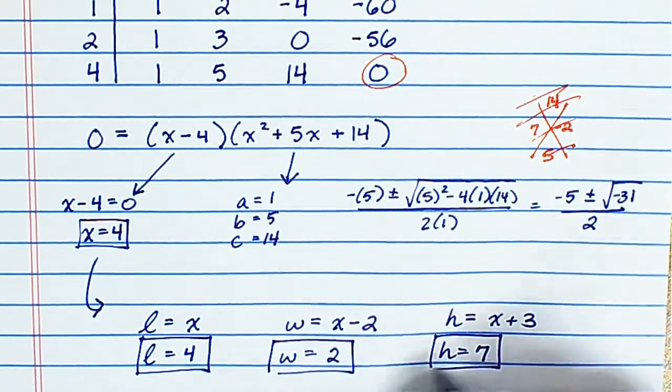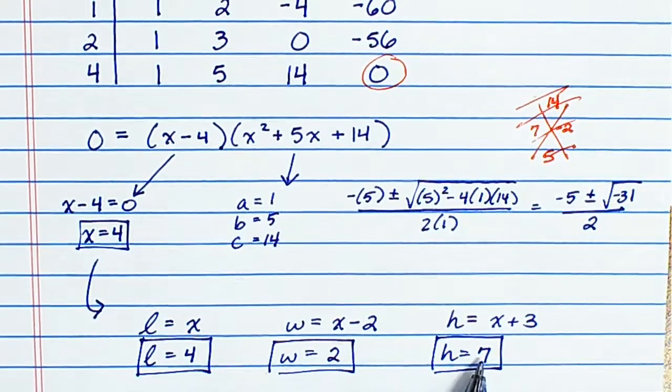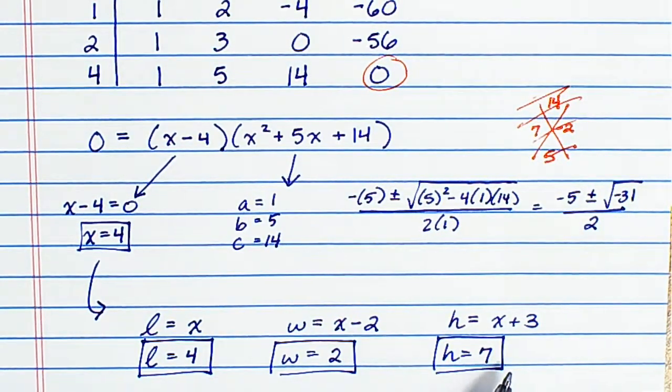7. And I can check that by multiplying. 4 times 2 is 8. 8 times 7 is 56. And did it say our original volume was 56? And so I have everything in there as well. So that is the Rational Zero Theorem and how to use it.